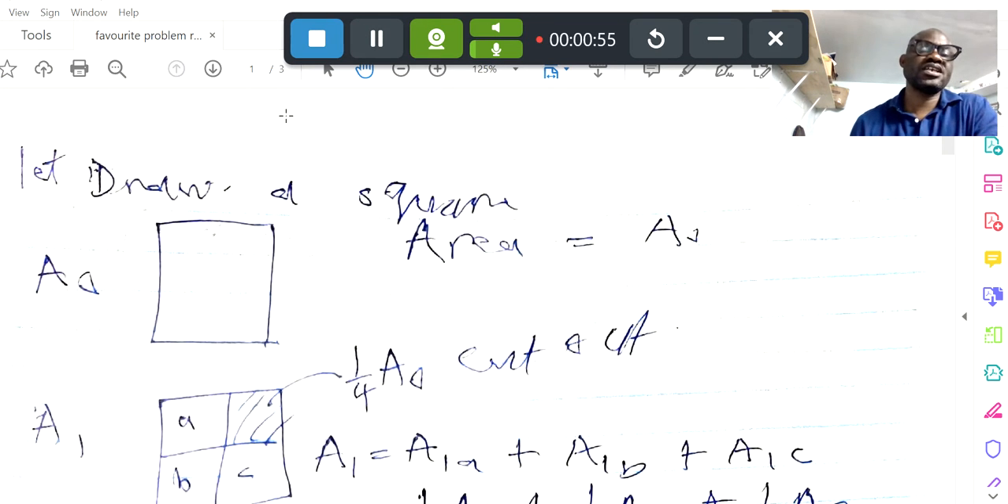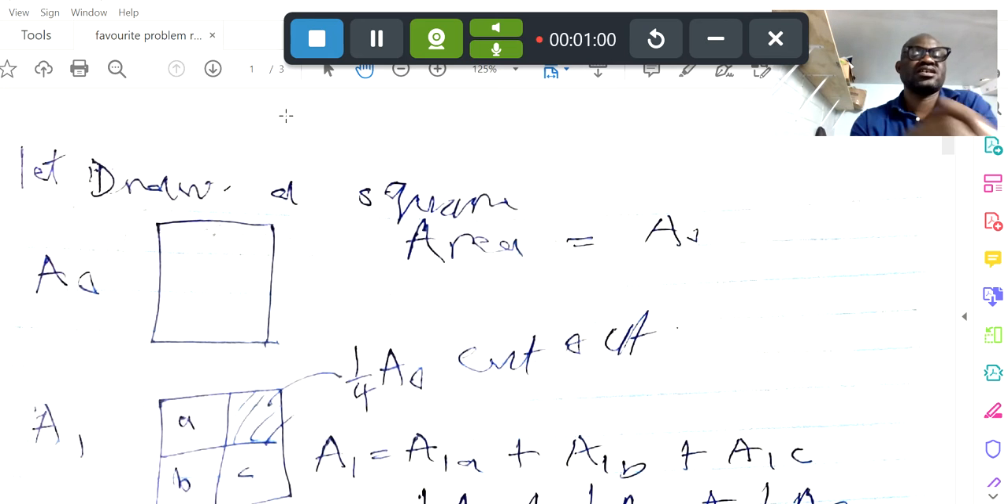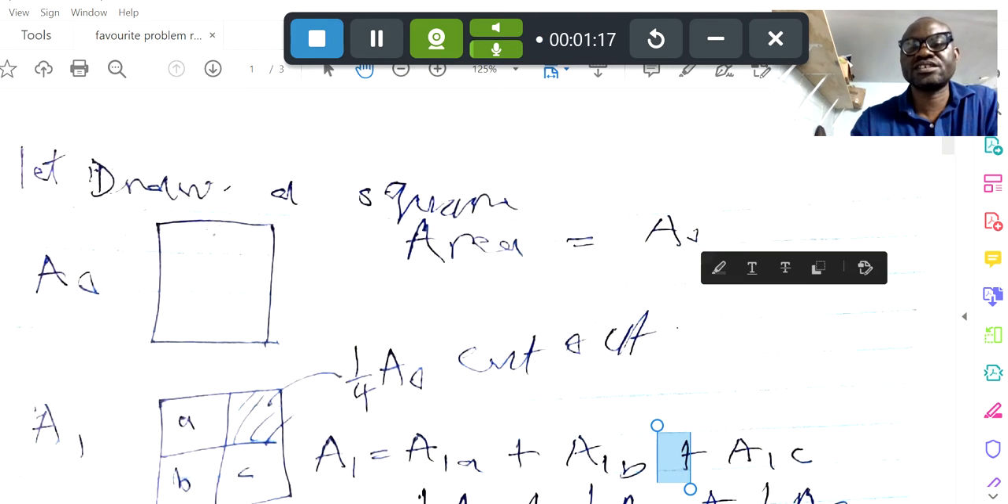So as I was saying earlier, the first thing we need to do here is draw a square, and we call that square A naught. The area of that square is also called A naught, that is written in this place.